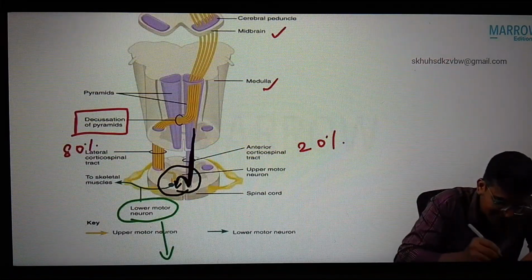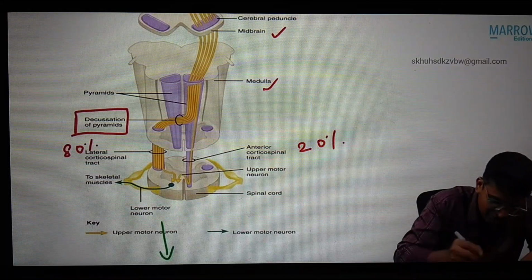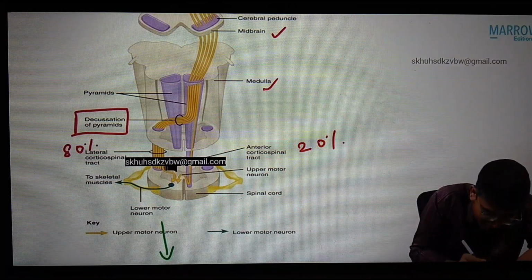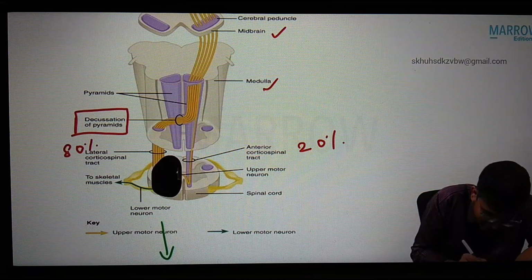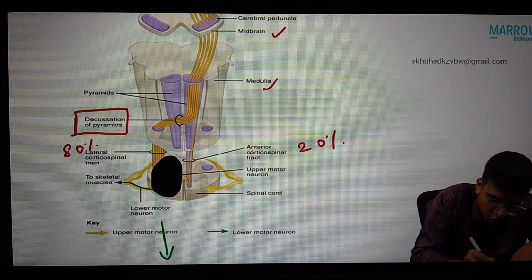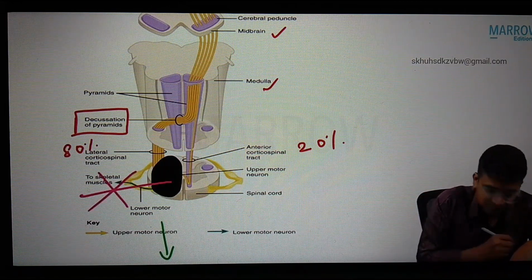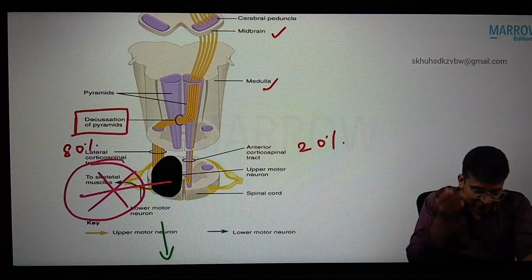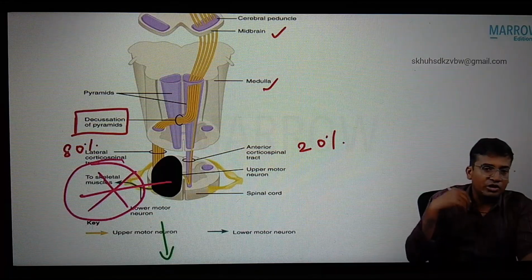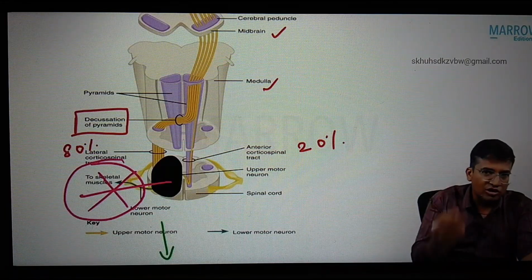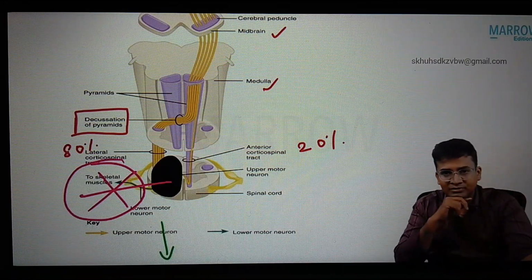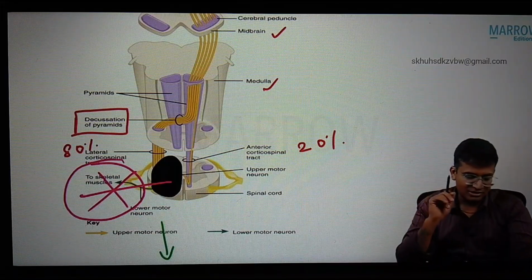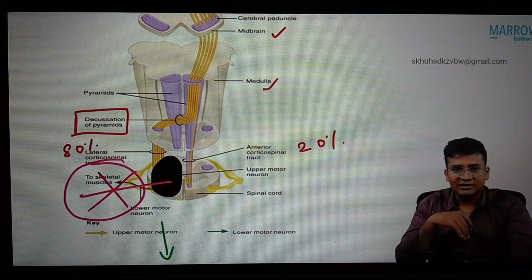Now we have a lesion in the spinal cord. From this side, no fiber will be coming out. So the muscles present on the same side will be affected. So ipsilateral hemiplegia due to the injury of the corticospinal tract in the spinal cord. Clear? Right. That's all about the corticospinal tract.